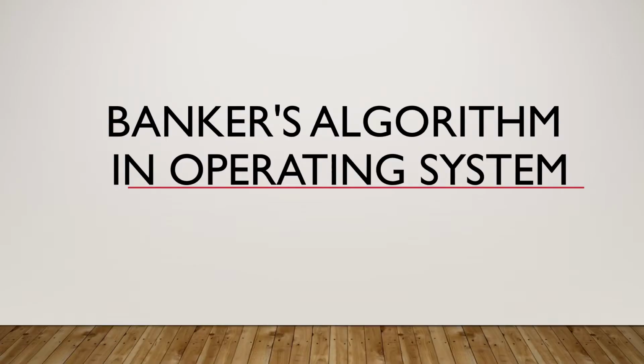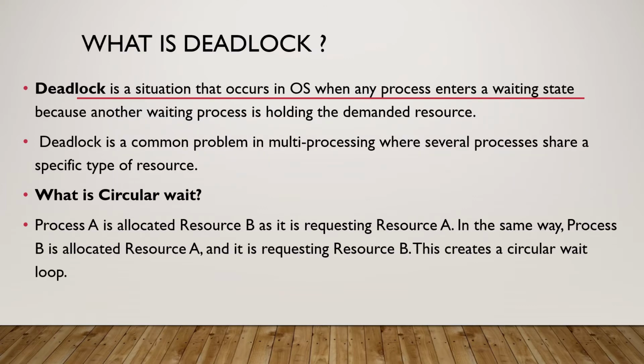Today we will learn about Banker's algorithm that is used in operating systems. So first we will see what a deadlock is. Deadlock is a situation that occurs in an operating system when any process enters a waiting state because another waiting process is holding the demanded resource. This mainly occurs when there is more than one process in the system, so it is always in a multi-processing operating system, and they are sharing a specific type of resource.